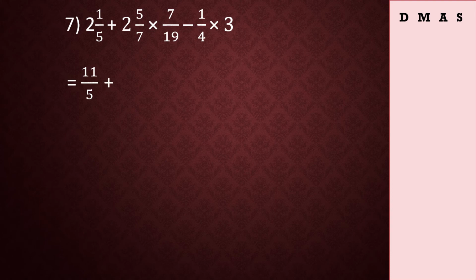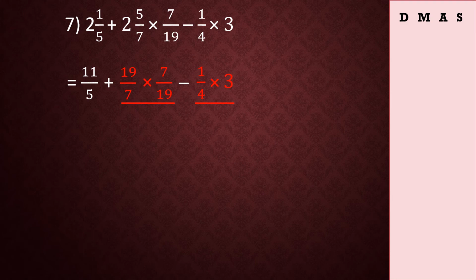Then write plus sign as it is. 7 2s are 14 and 14 plus 5 is 19. So we get 19 upon 7. And rewrite the rest of the problem as it is. That is, multiply by 7 upon 19 minus 1 upon 4 multiply by 3. Now tell me, according to Demas, what we have to solve first? Addition, multiplication or subtraction? Yes, multiplication.